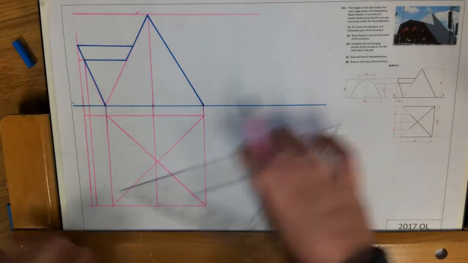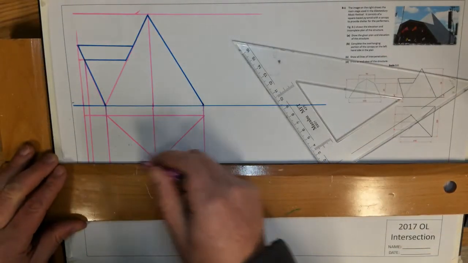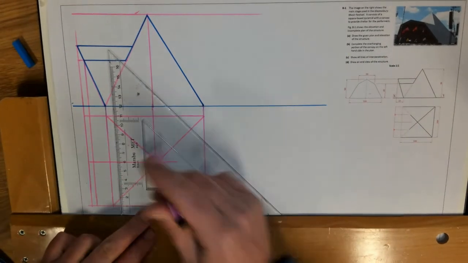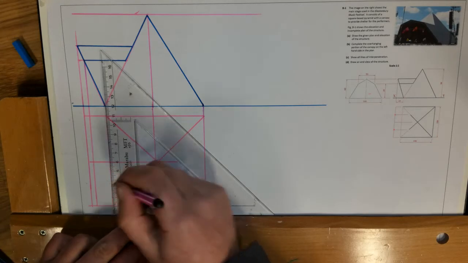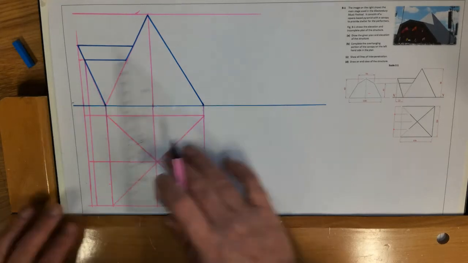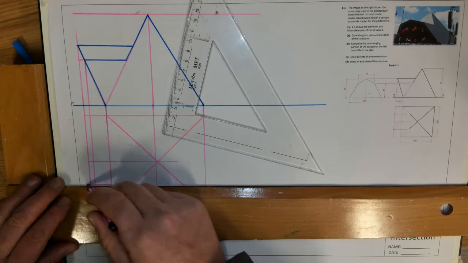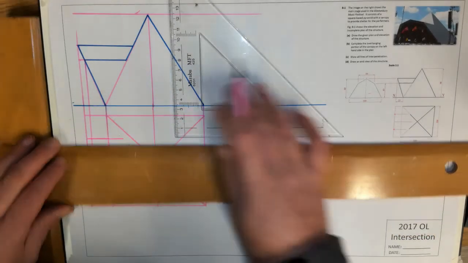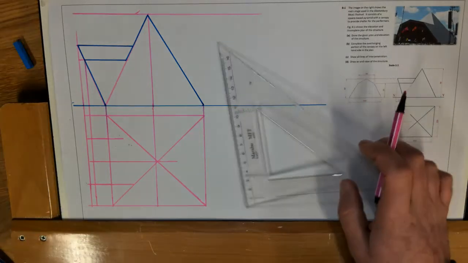So if I have the center line, which I do because of my x, I know that half of 50 is 25. So I can come out 25 this way, and come out 25 this way. And now I have those lines. Okay, so what I'll do is I'll heavy in.